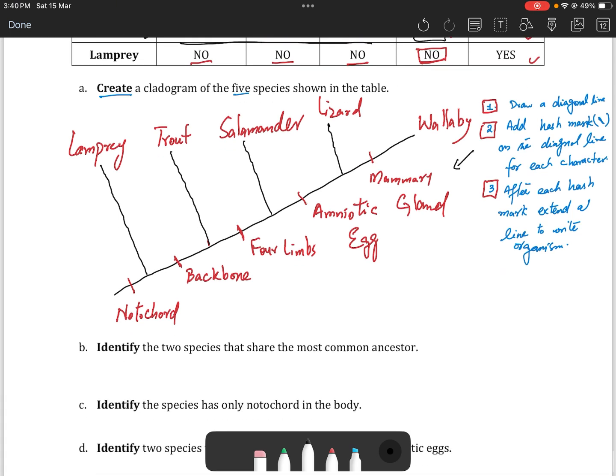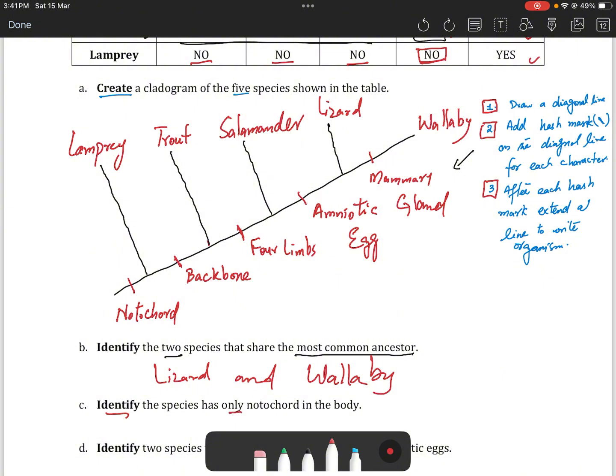Okay. Identify two species that share the most common ancestor. The most common ancestor means the most recent. Two species, so it means the two species which are on the top. Who are on the top? You can write them. Most common ancestor is the lizard and the wallaby.